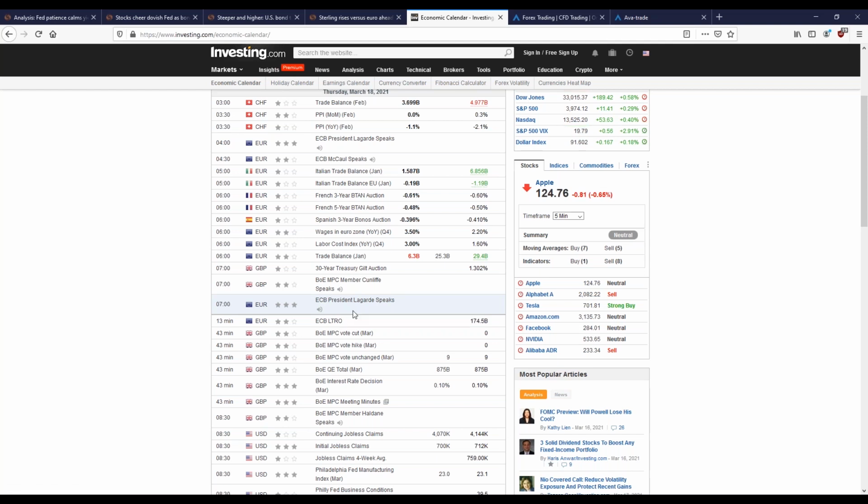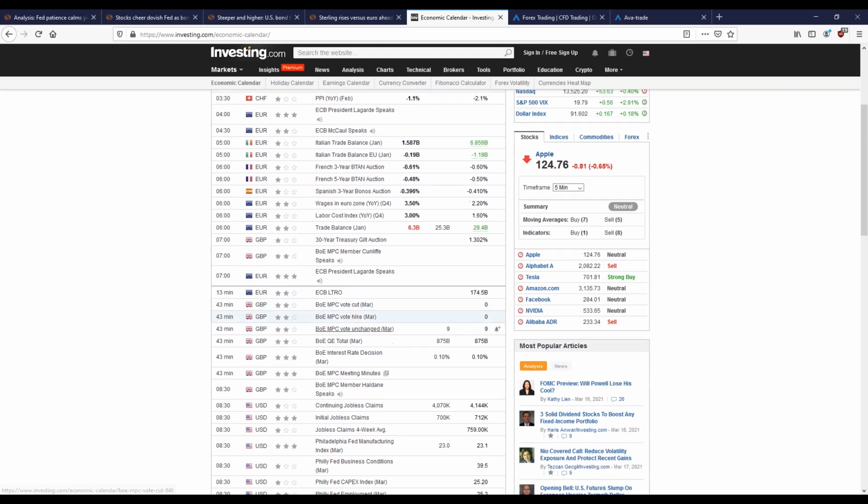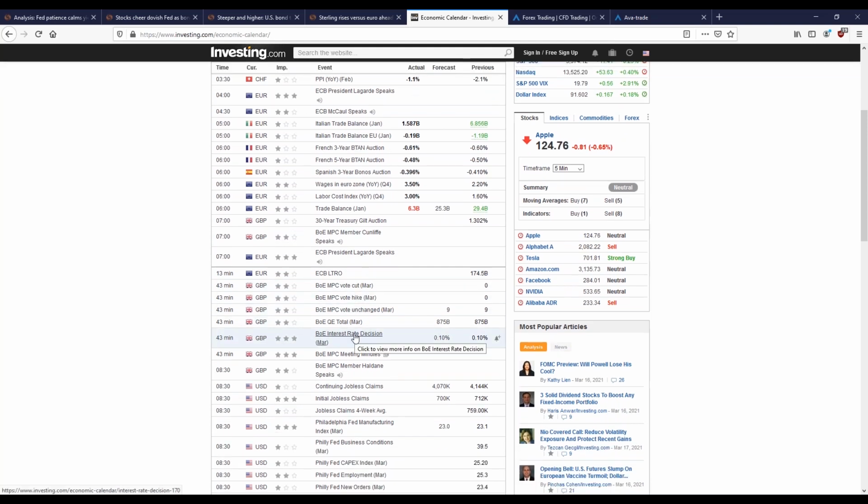And the Bank of England has their big speech and information coming in about 43 minutes, okay? Interest rate decision, meeting minutes, MPC member Haldane speaks a little bit later in the day, even further. So information and rate decision coming from Bank of England, European Central Bank President Lagarde speaking now. So if you talk about volatility on the Euro GBP, that'll be happening right now and through the rest of the day.